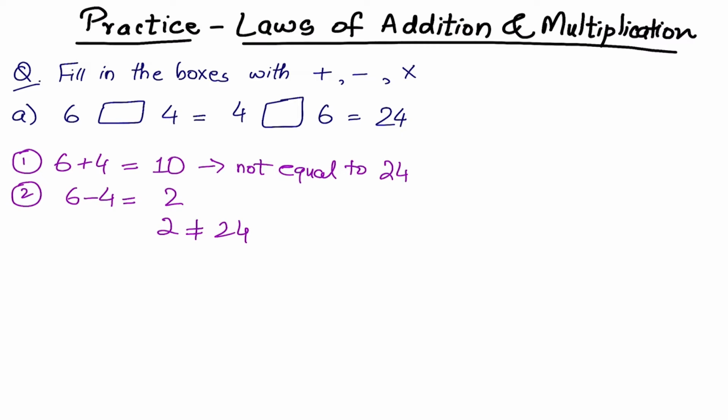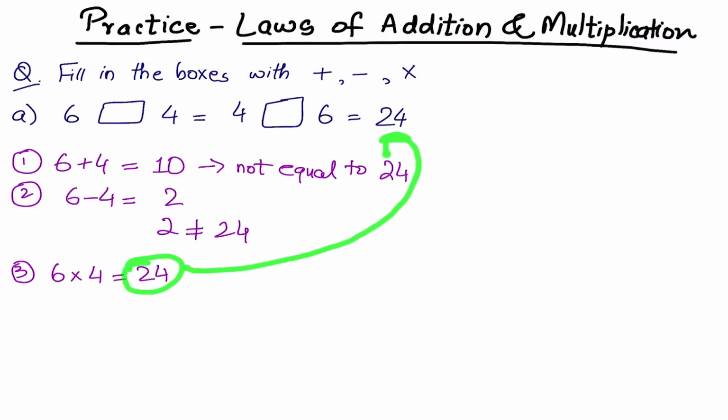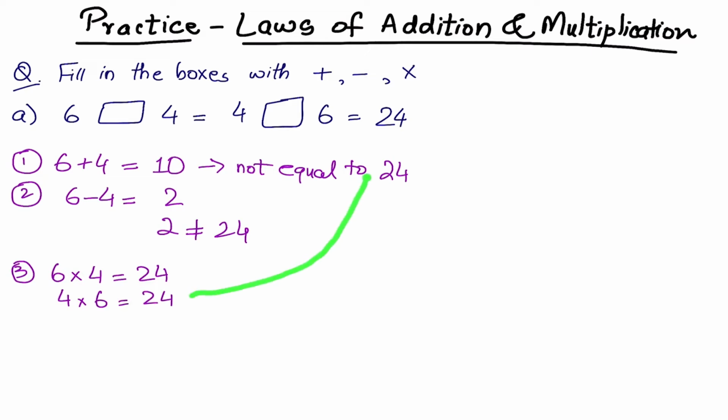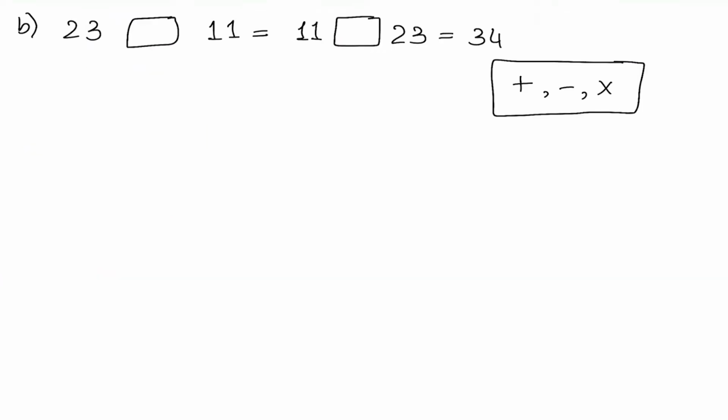Now we will check multiplication. Let's multiply 6 with 4. 6 times 4 is 24. This number 24 matches this answer. Now let's multiply 4 and 6. 24. So 24 is equals to this. So here in the box we will write multiplication: 6 times 4 is equals to 4 times 6 is equals to 24. Now let's look at the next example.